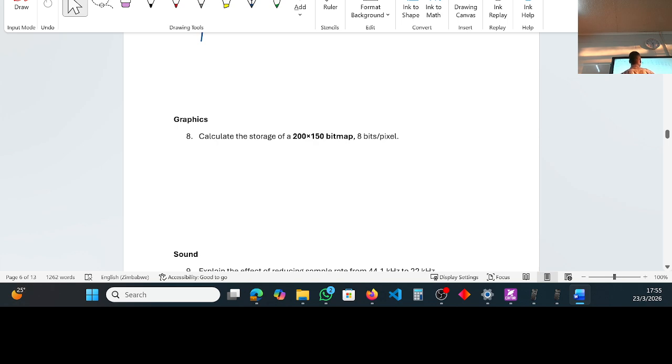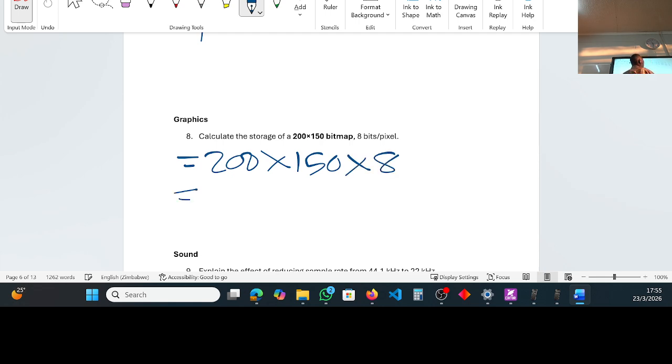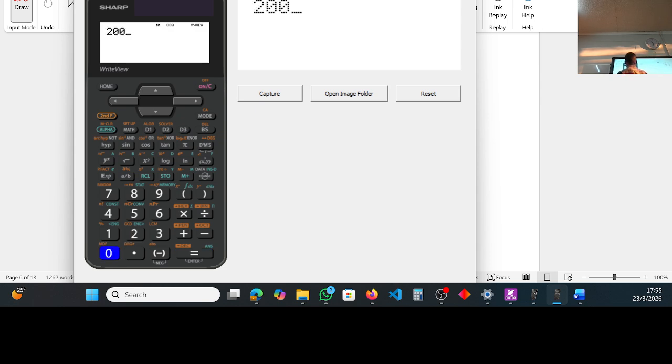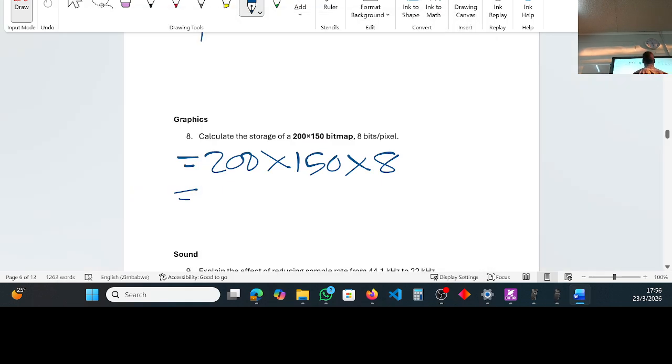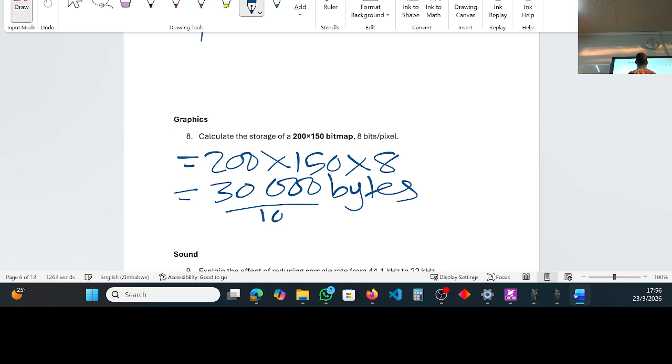Then here we are interested in the storage of this given value. So the storage is going to be 200 multiplied by 150 multiplied by 8, so we get our result in bits and we divide it by 8. It gives us bytes. So that was 200 multiplied by 150 multiplied by 8. Let's double check. Yeah. And when we divide this value by 8, it gives us 30,000 bytes. But when we divide again by 1,000, it turns to kilobytes. So this is just 30 kilobytes.